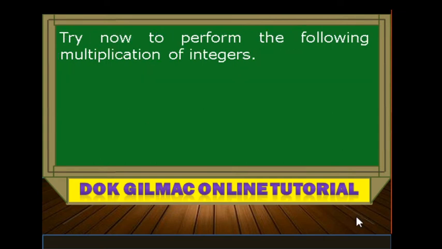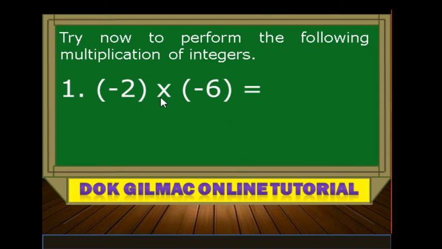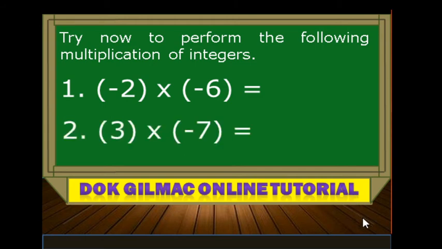Try now to perform the following multiplication of integers. Negative 2 times negative 6. You are multiplying two like signs, so the product is positive 12. Then we have number 2, 3 times negative 7. You are multiplying unlike signs, so the product is negative 21.